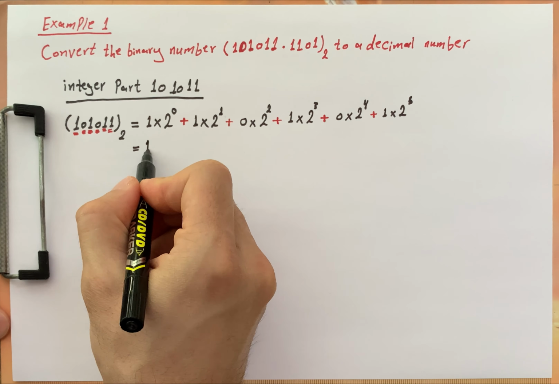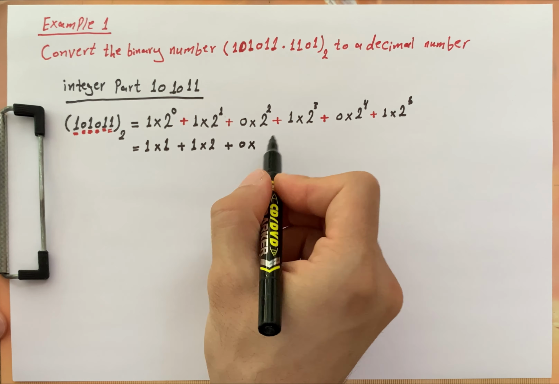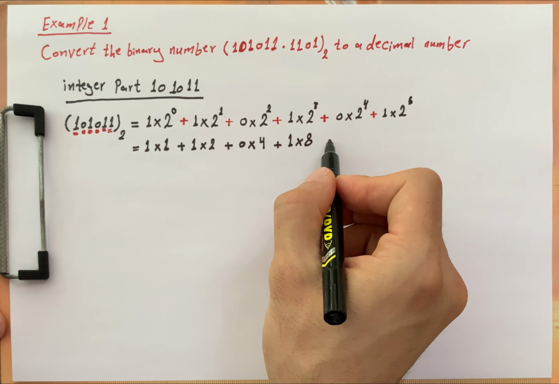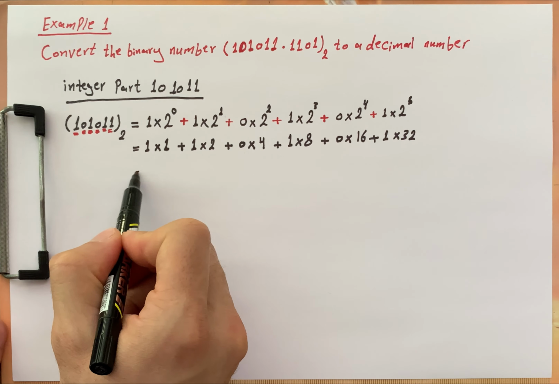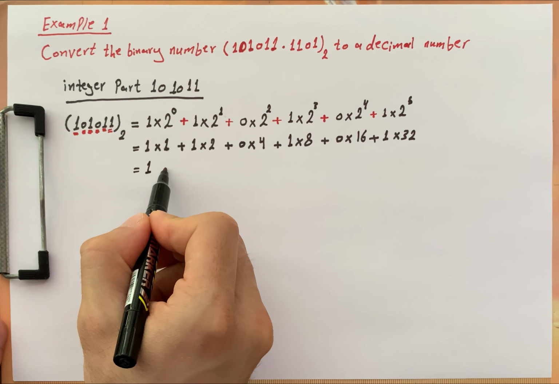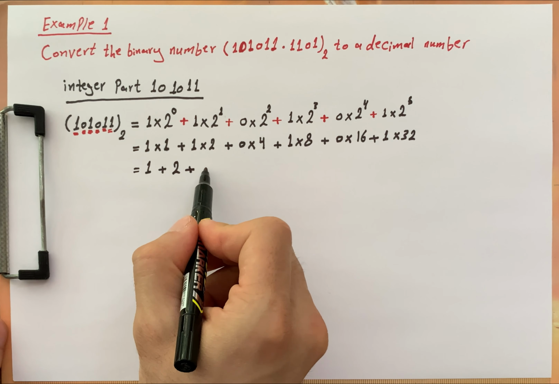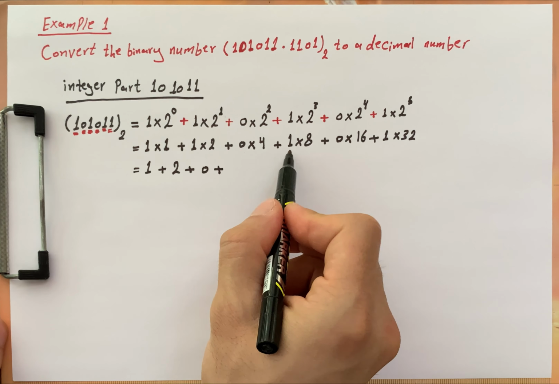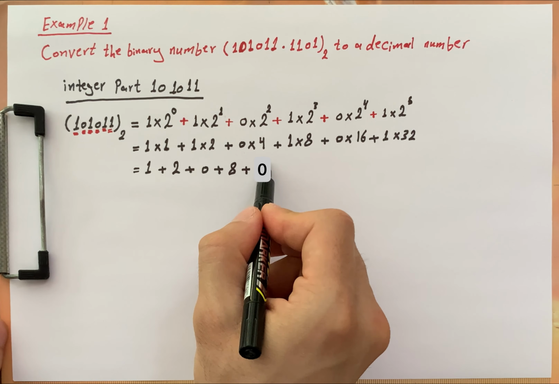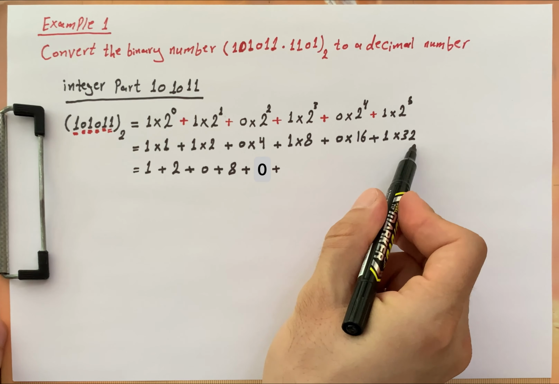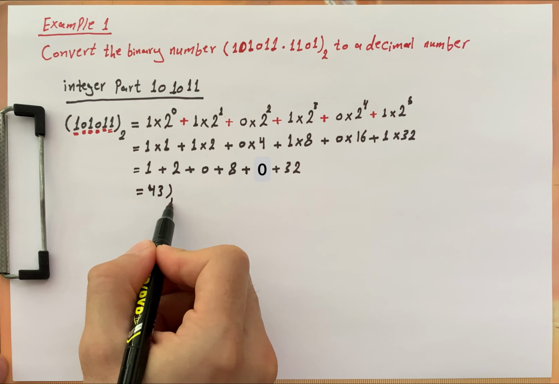This is equal to 1 times 1 plus 1 times 2 plus 0 times 4 plus 1 times 8 plus 0 times 16 plus 1 times 32. 1 times 1 is equal to 1, plus 1 times 2 is equal to 2, plus 0 times 4 is equal to 0, plus 1 times 8 is equal to 8, plus 0 times 16 is equal to 0, plus 1 times 32 is equal to 32, equal to 43.